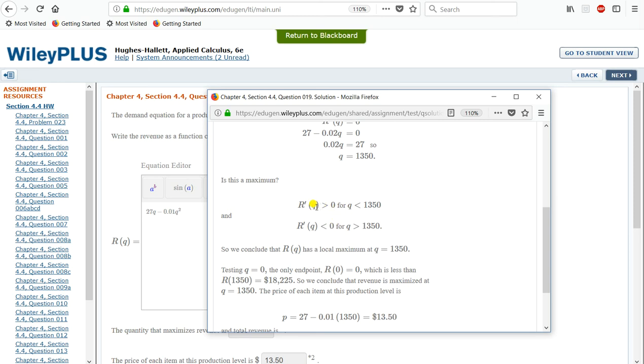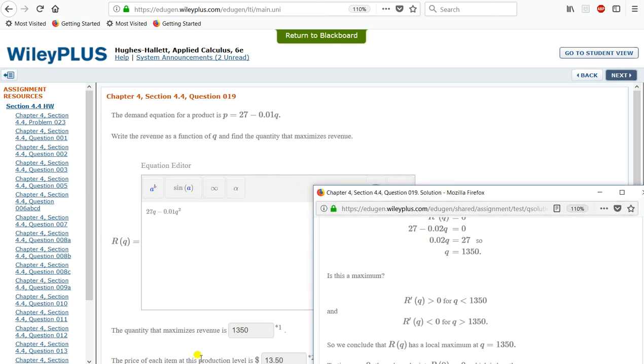So we go from increasing to decreasing at a particular point. That means you are reaching a max value. So you are going up, increasing, and now decreasing. So this should be the max value. So 1350 should give you the max revenue function here. So we can conclude that the local max should be here.